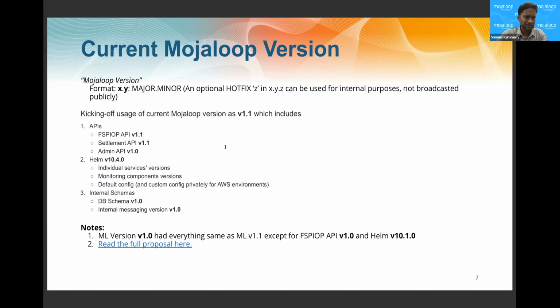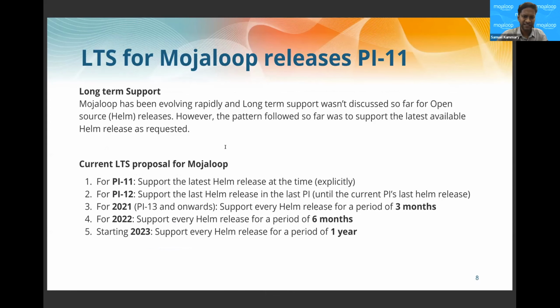The second aspect of our standards, getting ahead of things, is long-term support for Mojaloop releases. So far, we've been evolving rapidly. There were sprints, I think, in PI 8 and 7, where we had 4 or 5 Helm releases in a single sprint, which is a 2-week period. But now we move to a relatively more stable pace, where we're releasing 2 or 3 times a program increment. That is a 2.5-3 month period.